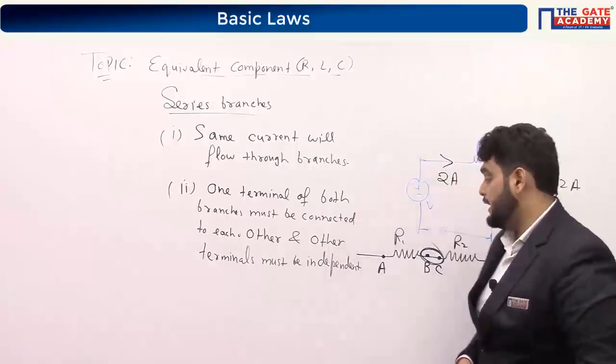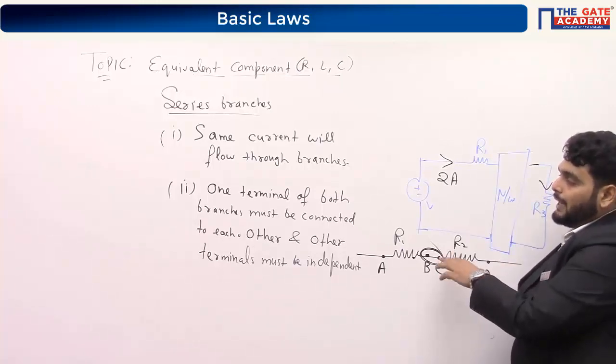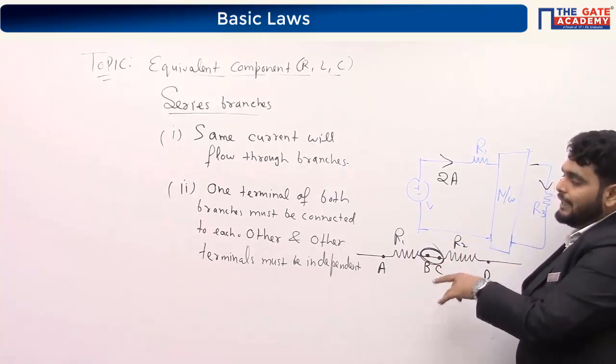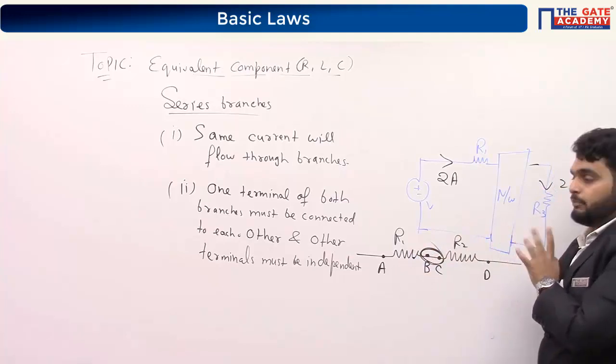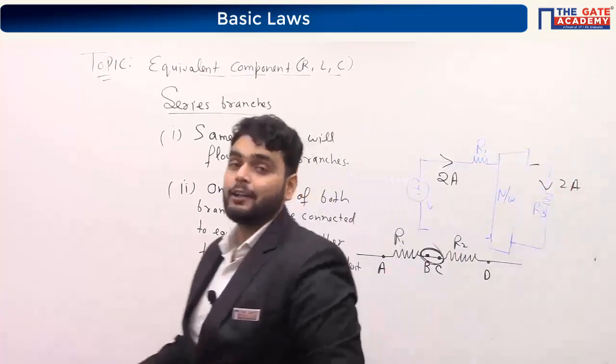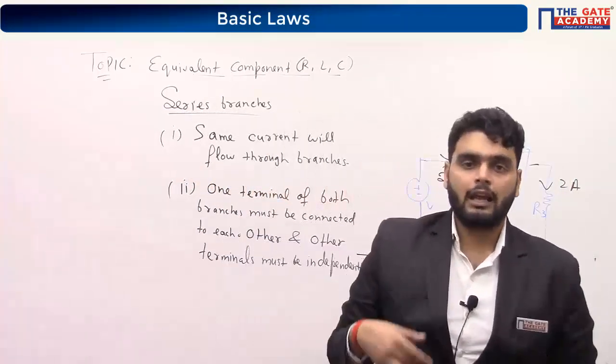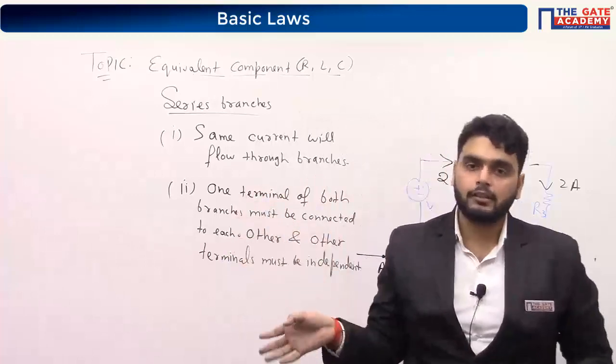What are the points? That same current will flow. Second point is one terminal of both branches must be connected to each other and other terminal must be independent, which means they are not connected to each other. This is the one point to find out series. But series identification is so much easy. Anyone can tell these two elements are in series or not.